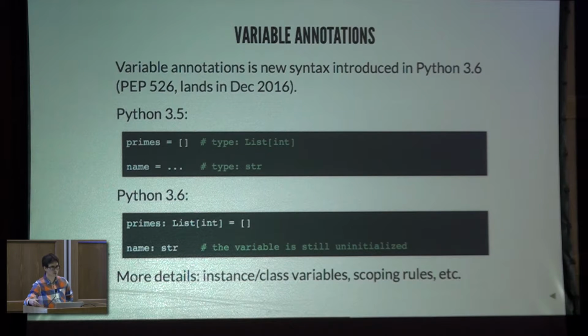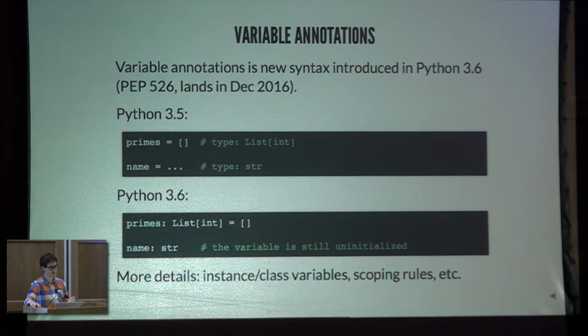You would use a comment with a special syntax, let's say type, colon, and then you just provide a type, and then it evaluates that. So now it's actually part of Python syntax, so you don't have to use comments, and you can say primes colon list of ints equals empty list. What's more, you can actually create annotations for uninitialized variables. So this wasn't possible before.